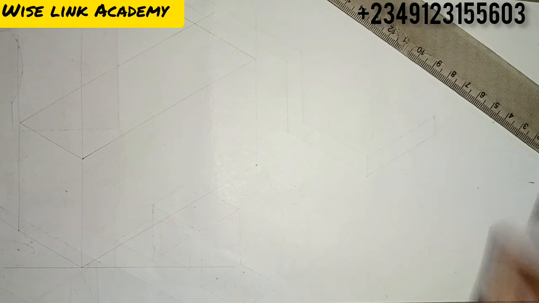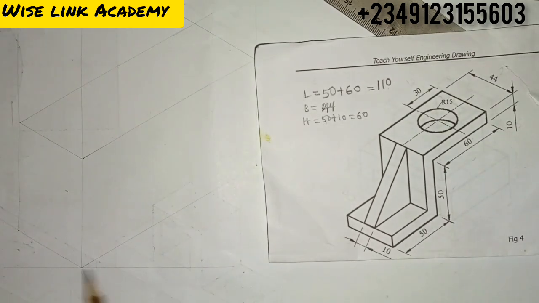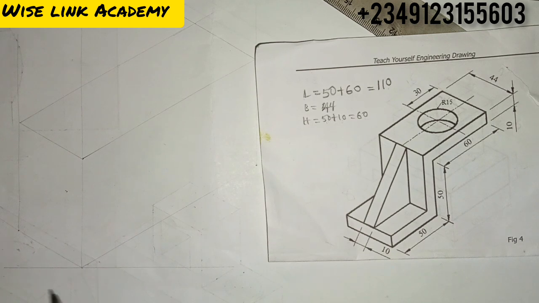The next thing to do now is to start replicating what we're having here. So what you observe here, this point here is our point here. Don't forget that it is inclined towards 30 degrees. From here to here is also 30 degrees, isn't it?